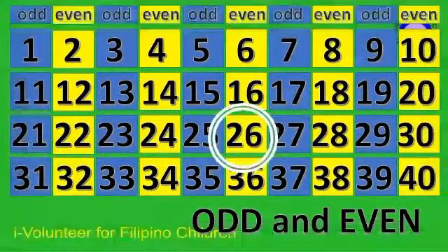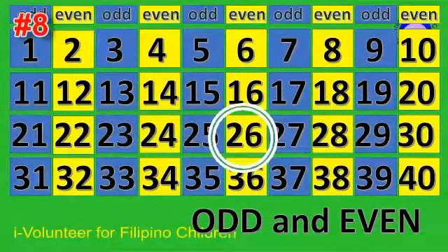Item number 8. Is the number odd or even? Number 26 is an even number. Kindly repeat.